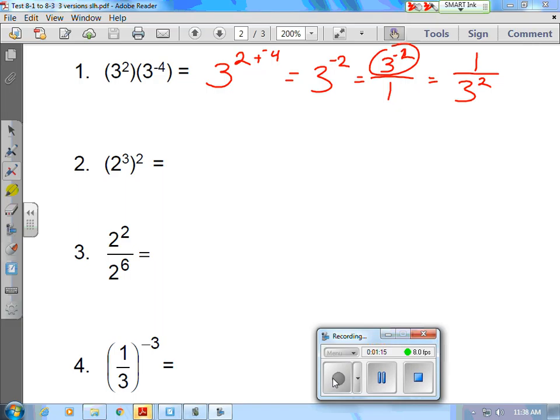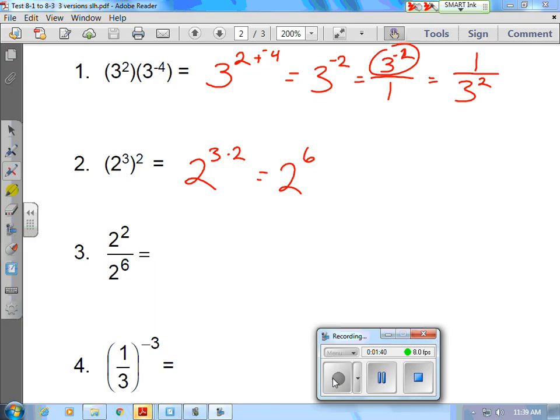In number 2, where we have a power to a power, the base doesn't change, but the exponents are multiplied together, and you get 2 to the 6. You can leave it like that. You don't have to figure out what 2 to the 6th is.